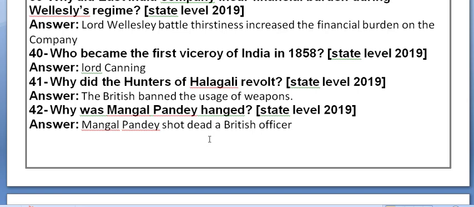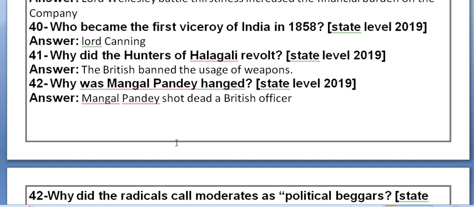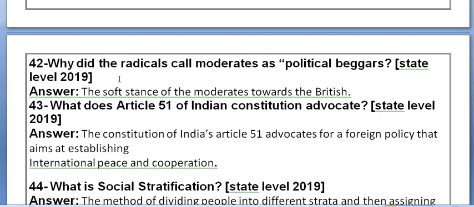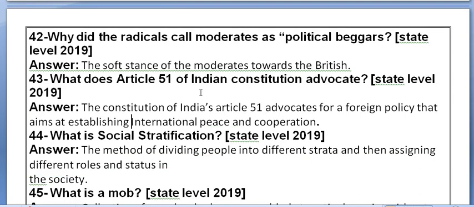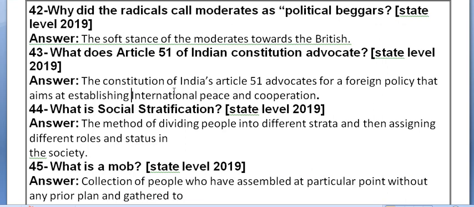Why was Mangal Pandey hanged? Mangal Pandey shot dead a British officer. Why did the radicals call moderates political beggars? Because of the soft stance of the moderates towards the British. What does Article 51 of the Indian Constitution advocate? Article 51 advocates for a foreign policy that aims at establishing international peace and cooperation.